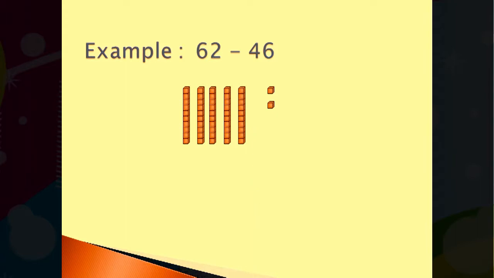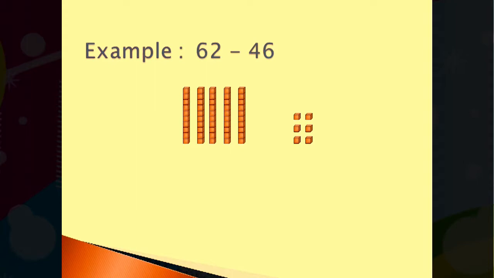Here, we're taking one group of 10 from 62, and we're going to regroup that group of 10 and replace it as 10 units, or 10 ones. Now we have 10 ones added to the 2 ones that we had before, which gives us 12 ones. Now, do you think we can take away 6 ones from 12 ones? Let's see how we will do that. 6 ones taken away from 12 ones will leave us with 6 ones for our ones column.